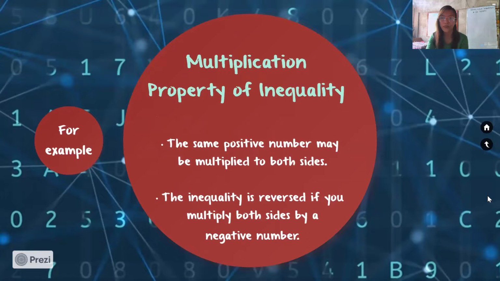Next is the multiplication property of inequality. The same positive number may be multiplied to both sides. The inequality is reversed if you multiply both sides by a negative number.